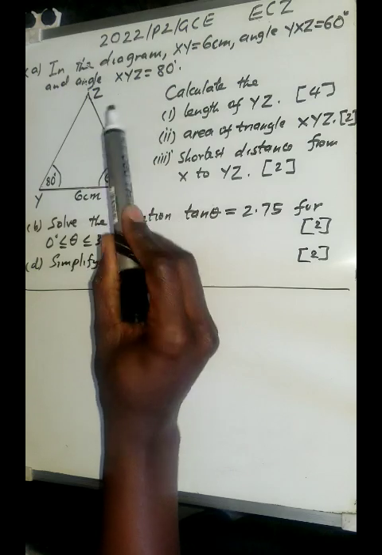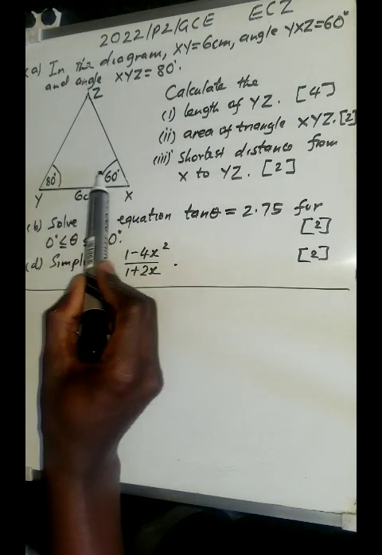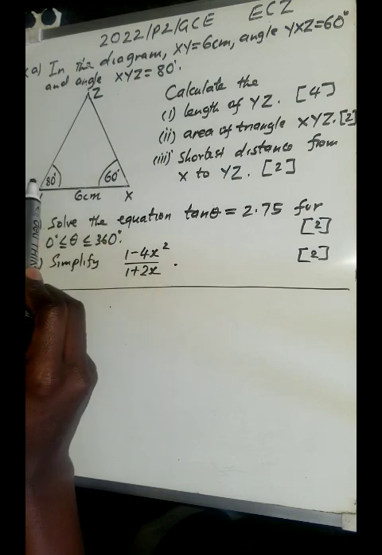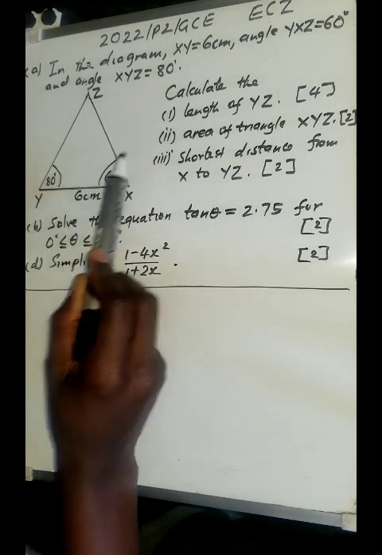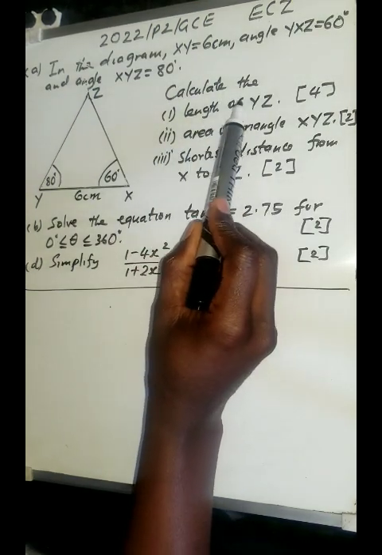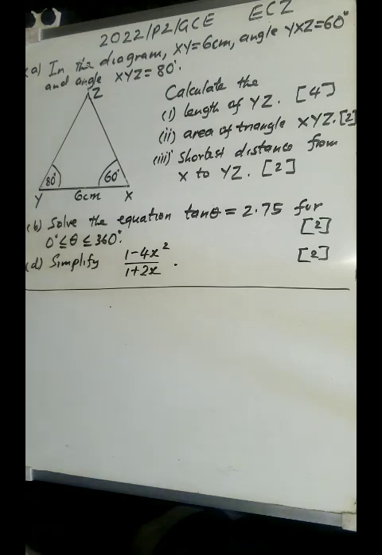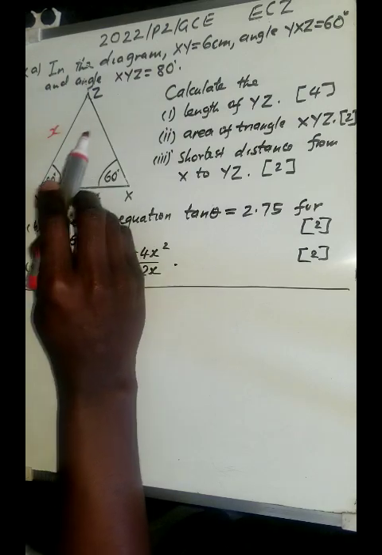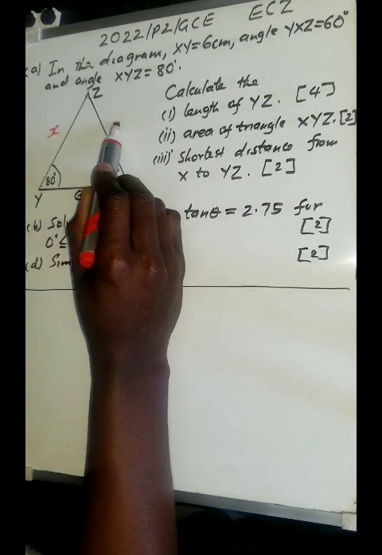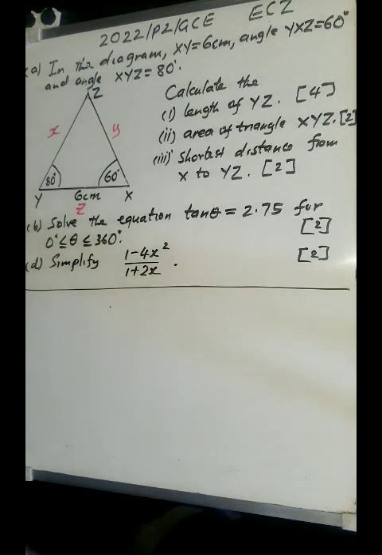So it says in the diagram, xy is 6 centimeters. Then they have given you two angles. So you can see in this situation, they have again given you two angles. And this is 80, that is 60. Then the question says calculate the length of YZ. So remember where X is pointing, that would be your small letter x. Where Y is pointing, the angle Y, that is small letter y. Where Z is pointing, that would be your small letter z. That is what we mean.